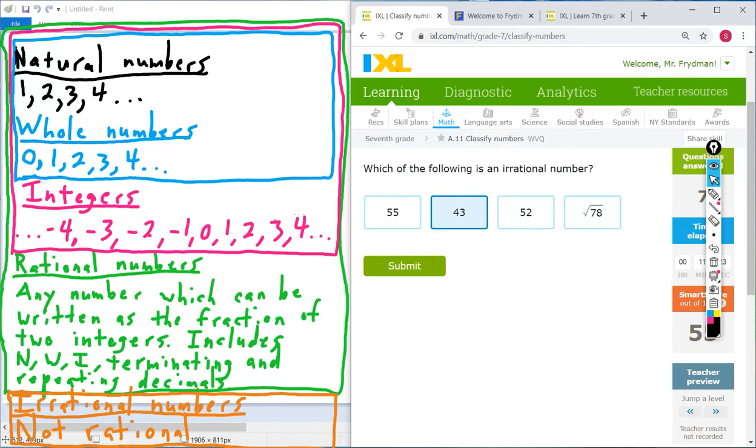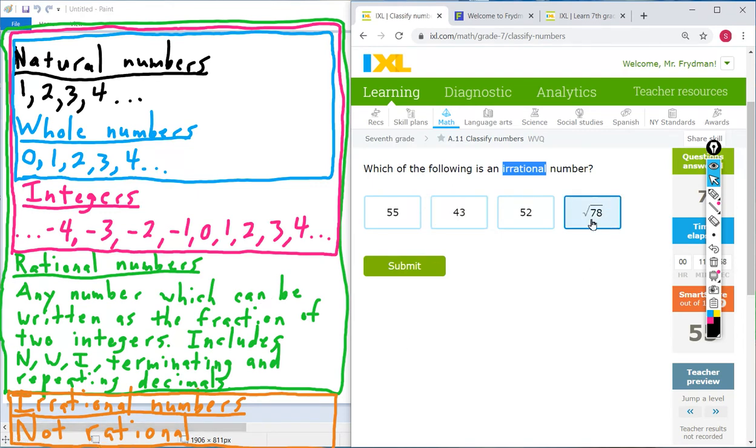55 is an integer, so it's also a rational number. 43 is an... Oh, again, I did it again. I'm so sorry. This is asking me which one is an irrational number. Anyway, 55, 43, and 52 would all be rational numbers. I know that very easily because they're integers, and anything that is an integer is also a rational number. So these numbers are rational, which means that they are not irrational.